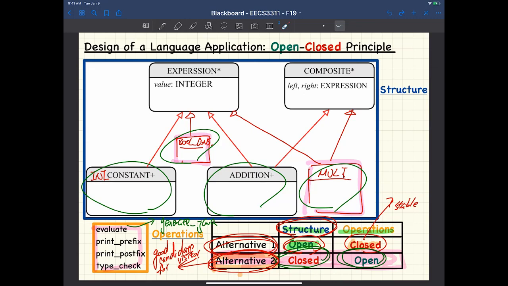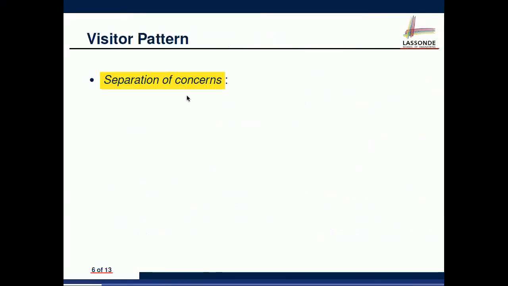The final thing I mentioned was that alternative number 2 is the precondition or prerequisite for the visitor pattern. When you want to adopt the visitor pattern, you should have decided that the structure of your system is closed, and the operations that you want to support for the language are open. We're going to see exactly why. We just introduced the architecture for visitor last time, and we're going to get more details. So that's basically the visitor pattern.